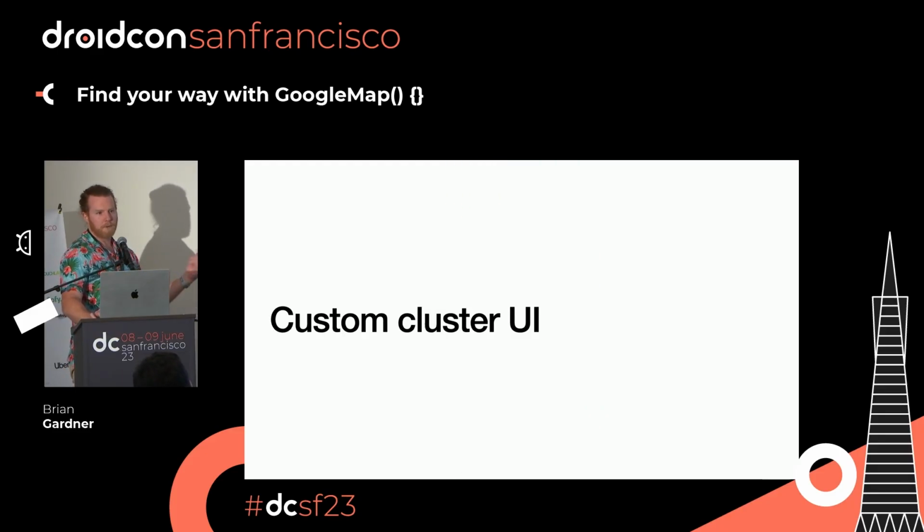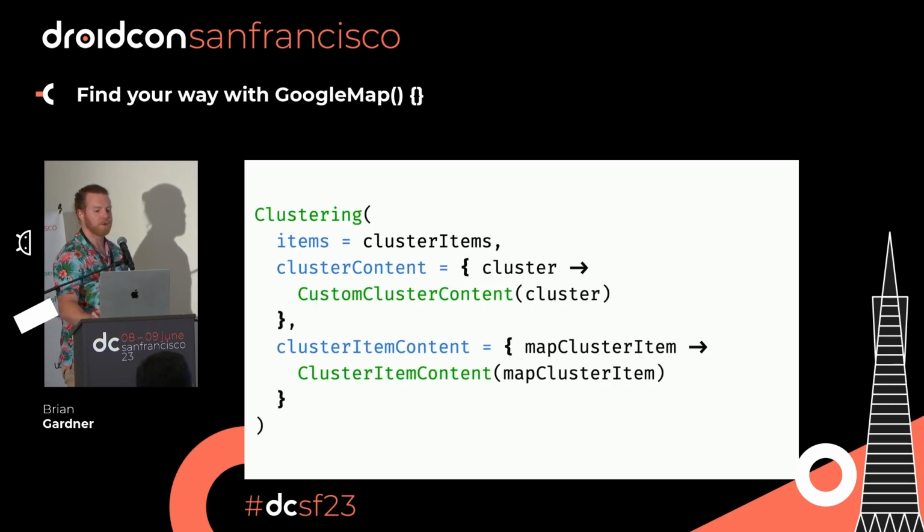Now again, most people are probably not going to want to use the default UI, so if you do want to provide your own custom UI, there's two composable lambdas that you can invoke, one of which is the cluster content. This one is the one that displays like the number of items at that particular point. So you get a cluster parameter. This gives you basically the position of that cluster. It gives you the list of cluster items that are represented by that item, as well as the size of that list. So you can just declare your own custom composable that displays at that point.